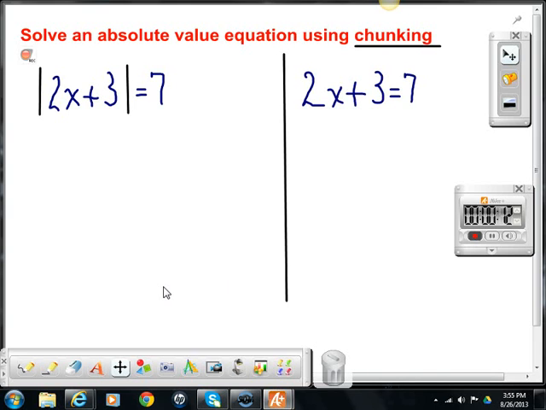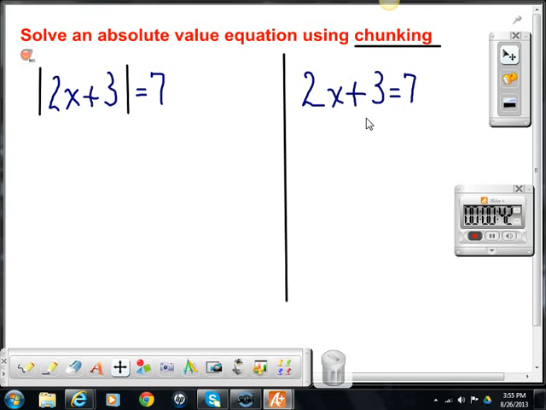And this time, I would like to use chunking to solve an absolute value equation. So let's go back to a very simple two-step equation. And if you didn't join me in an earlier video, I'd like to quickly show you how we use chunking then. So let's look at 2x plus 3 equals 7.